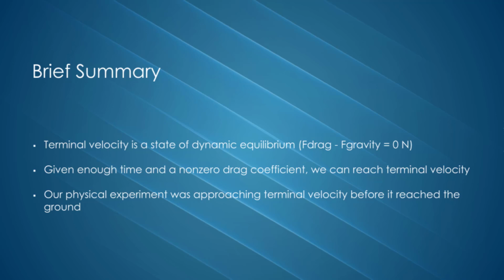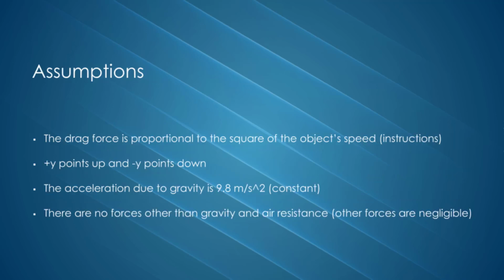In our computational model that included the drag force, we found that given enough time, we would eventually reach a state of dynamic equilibrium, where the force due to drag and the force due to gravity would cancel each other out. In our real-world experiment, we were approaching terminal velocity. Our assumption is that the drag force is proportional to the square of the object speed. Positive y is up, negative y is down. Acceleration due to gravity is 9.8 meters per second squared, and there are no forces acting on our system other than gravity and air resistance.